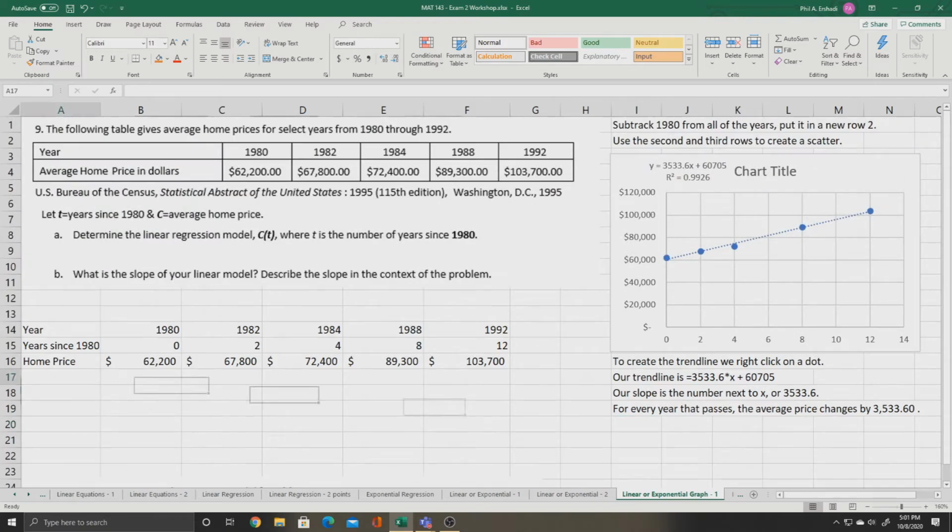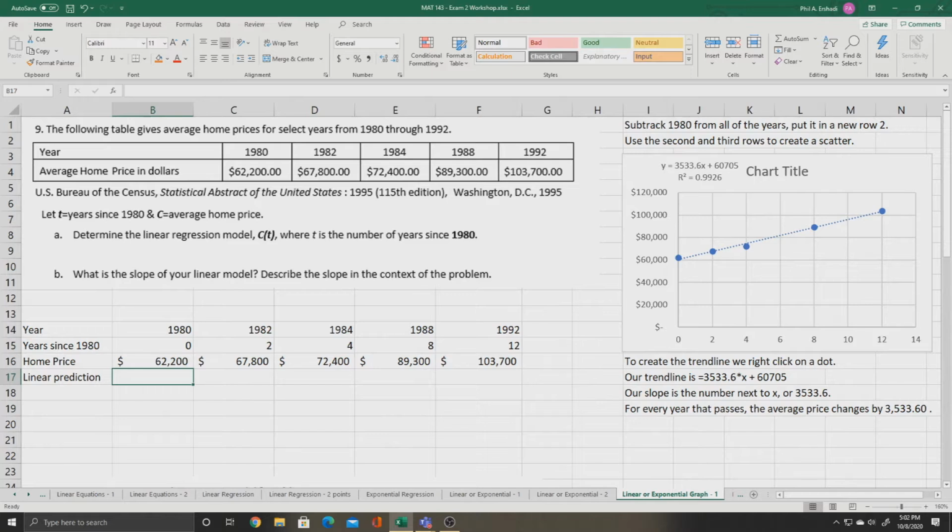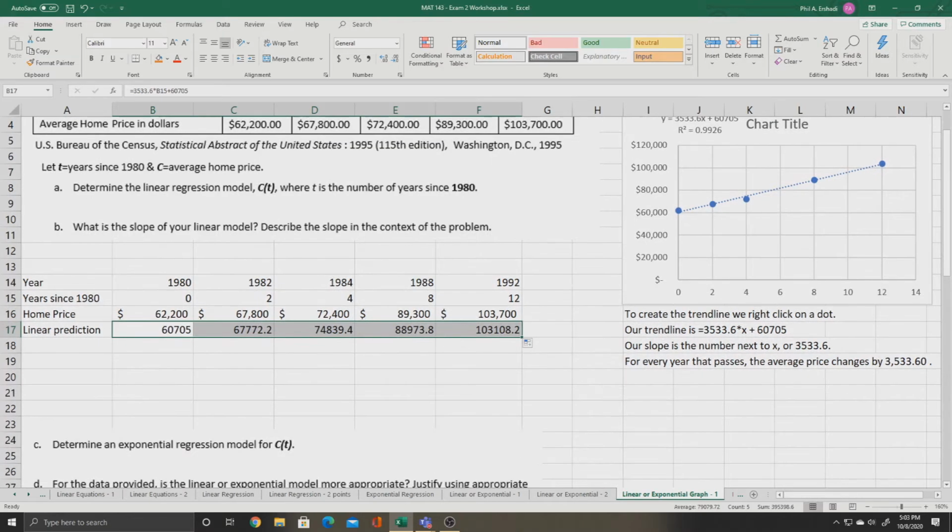While we're here, let's go ahead and put a new row in for the linear prediction. So to make our linear prediction, we say equals 3533.60 multiplied by x. Now let's remind ourselves once again, don't use the year itself. Use the year since 1980. And then add 60705. And then black cross that over to the right, and this will make linear predictions for all 5 of our data points. Okay? That takes care of that.